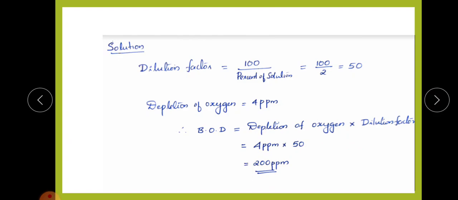Okay, so this is about the BOD test and the calculation of BOD. You should read this portion in your textbook. BOD is a very important concept, and its problems are very important. The next topic, the derivation of the BOD equation, we'll discuss in the next video. Thank you.